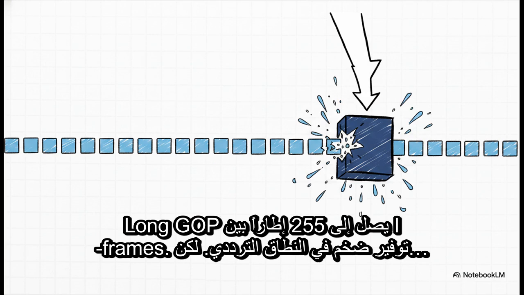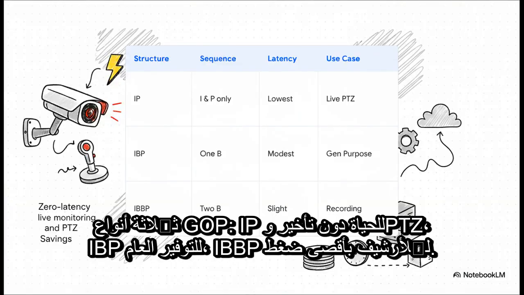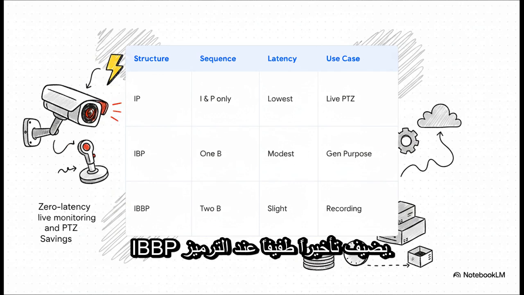bandwidth. But, and this is a massive warning label here, a single dropped packet on an unstable network forces the camera to panic and send a fresh I frame immediately. That completely undoes all of your hard-earned bandwidth savings. So essentially, we have 3 primary flavors of GOP structure to play with. You're going to want to deploy IP for zero latency live monitoring and PTZ control. You can use IBP for general-purpose savings, and you should strictly utilize IBBP, which features 2 B frames, for maximum compression on your recorded video archives. Just keep in mind that IBBP does introduce a slight delay.